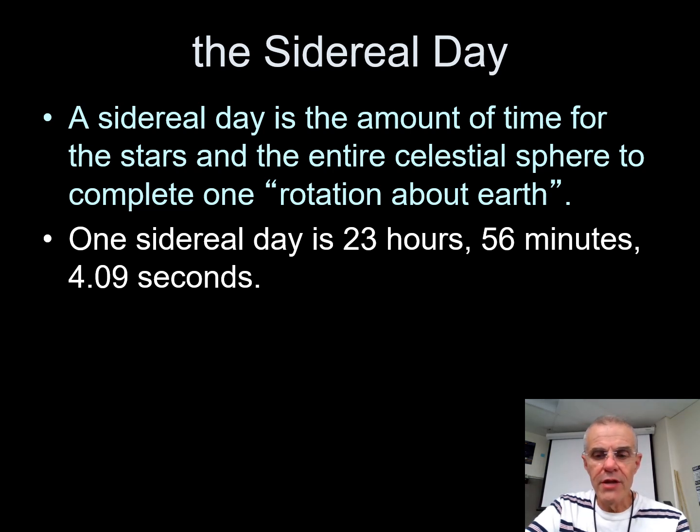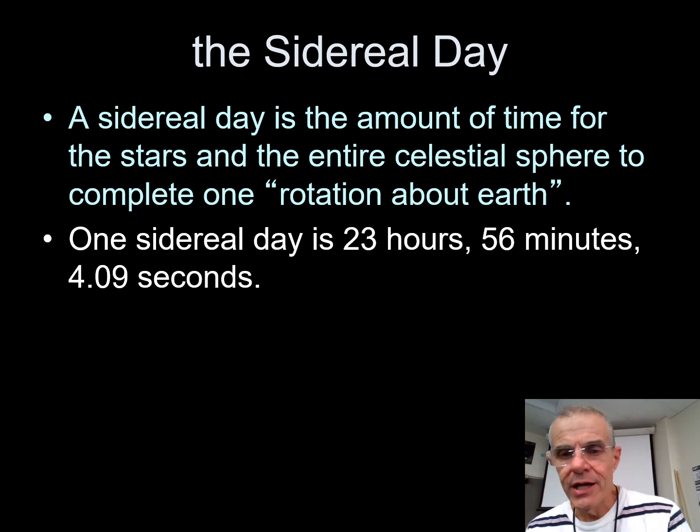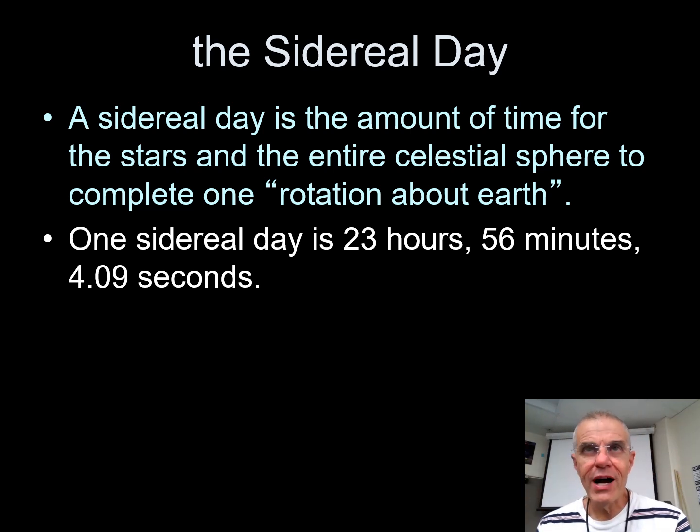So here's an odd thing about what we call the sidereal day. It's close to 24 hours, but not exactly. It's about 4 minutes short. Now you can look up the value. It's actually 23 hours, 56 minutes, 4.09 seconds. But for simplicity's sake, we often just say it's about 23 hours, 56 minutes. So it's 4 minutes shorter than a regular day. A regular day is 24 hours.